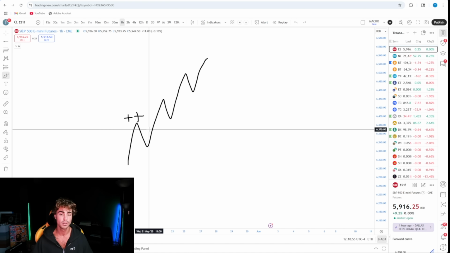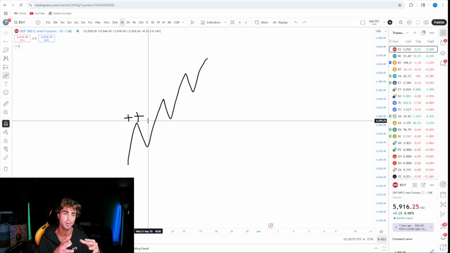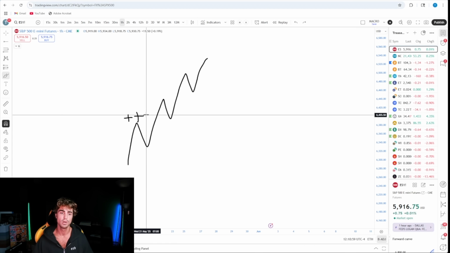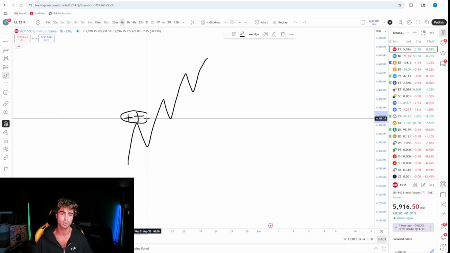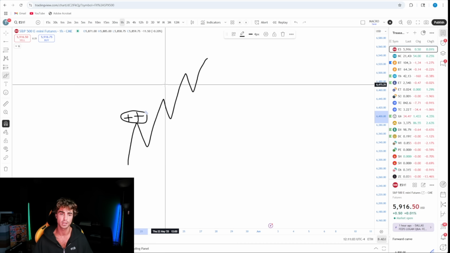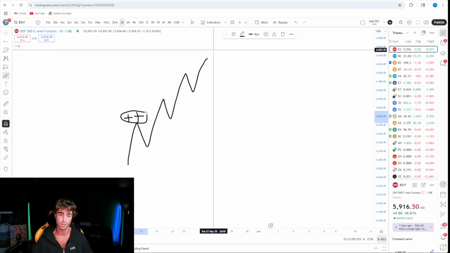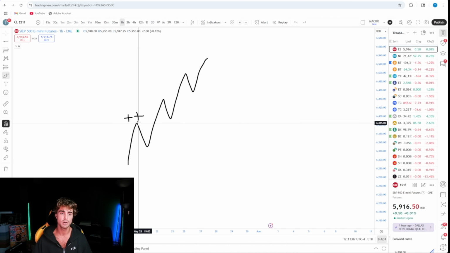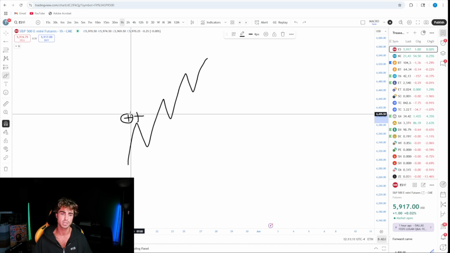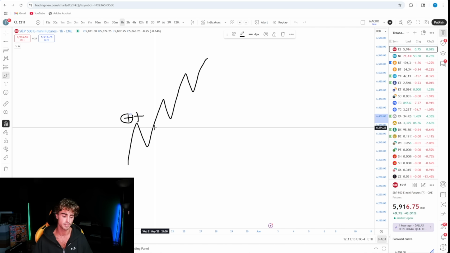So again, what is liquidity? Liquidity is pending orders. So we know that there's going to be pending buy orders above these highs for people trying to go long or trying to buy within this uptrend. And then we also know that there's people who are going to be getting out of their trades from their sell positions. So there's going to be pending buy orders above these highs as well.